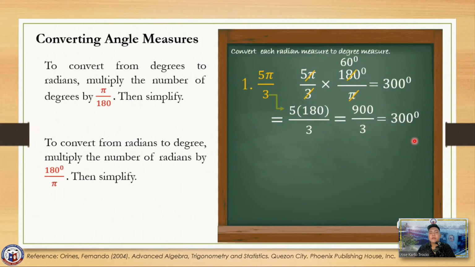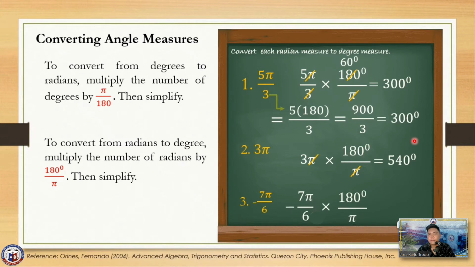In the number 2 example, 3 pi, it has no denominator, so still 180 degrees over pi. So cross multiplication again, pi over pi cancel out, so that could be 3 times 180, that is 540. Excuse me. And the last example, negative 7 pi over 6.